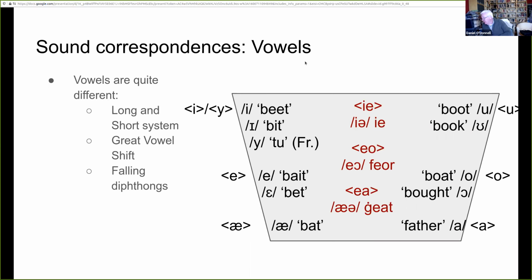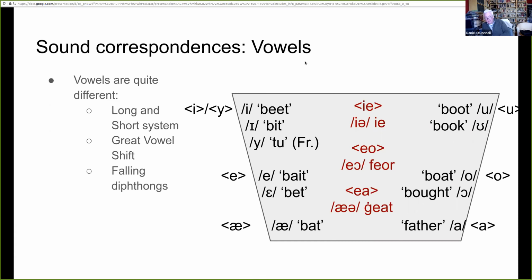And then finally, we've got the diphthongs in the middle, and Old English has falling diphthongs. That means diphthongs can be rising or falling, and it means that we put the stress on the first half. The way a diphthong works is it's also known as a glide. When you say a diphthong, the first part is where your tongue starts, and the second part is where your tongue ends.